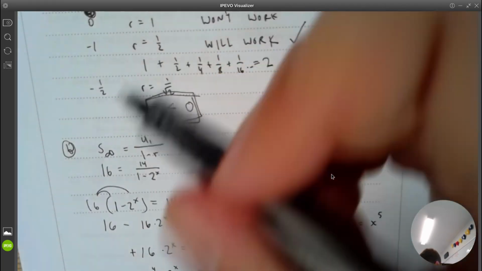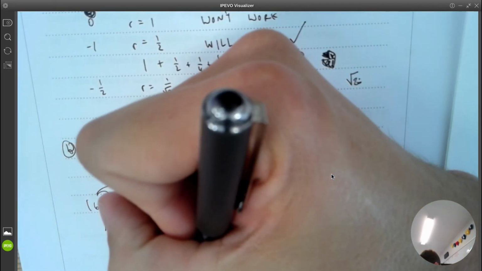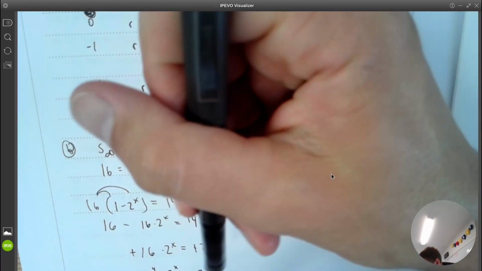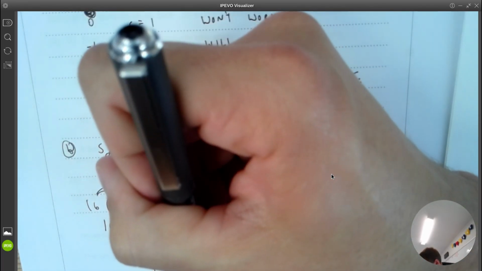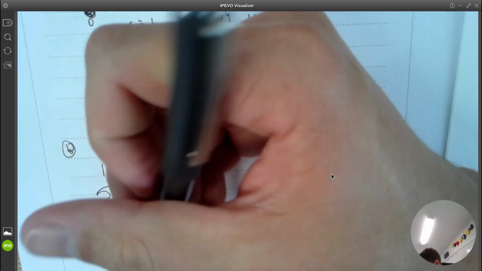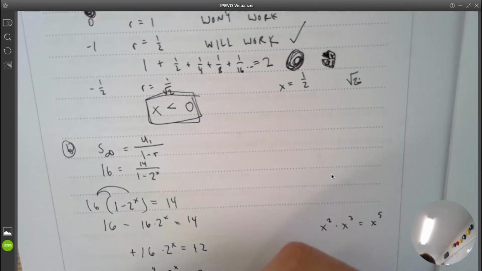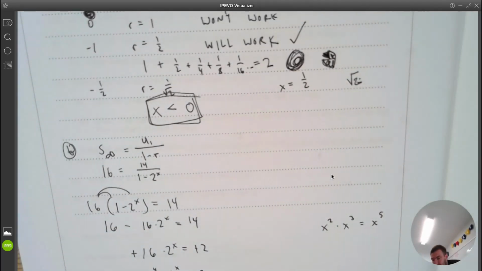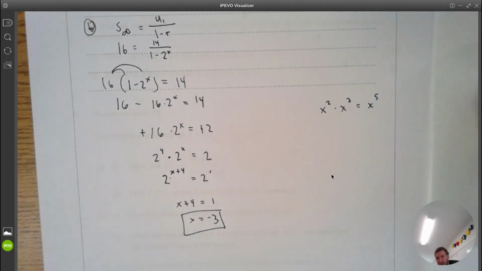And now, because these have the same base, I can set only their exponents equal to each other. I need the exponents of x plus 4 and the exponent of 1 to be the same. And you might be able to already spot what the answer is going to be. X plus 4 is equal to 1. And then I'll subtract 4. X equals negative 3.